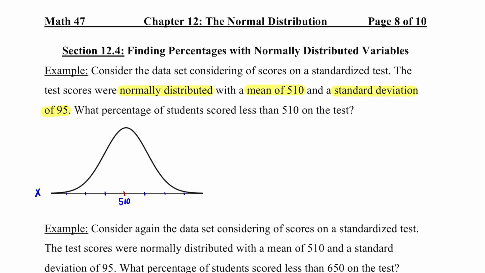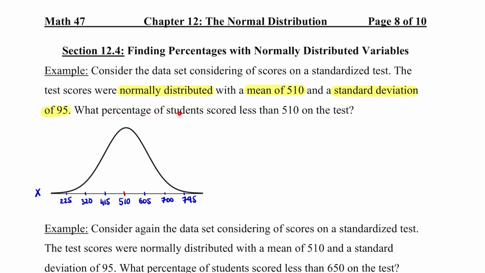Standard deviation is 95, so to find these three numbers, I take 510 plus 95 plus another 95 and plus another 95. So I got 605, 700, 795. To find these three numbers below the mean, I'll take 510 minus 95 minus another 95 minus another 95. So I have 415, 320, and 225.